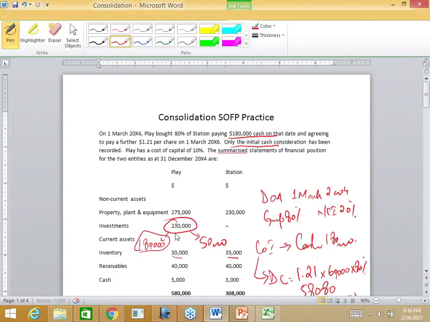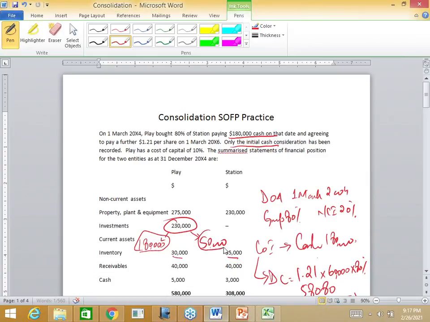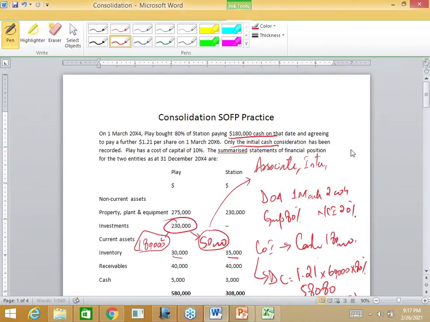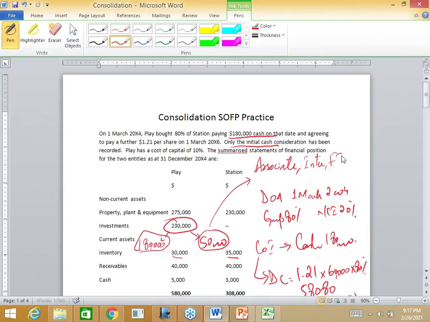So when we deduct the cash consideration, if there is something that remains, then it could be an associate investment, it could be an intercompany transaction, or it could be an investment under IFRS 9, that is financial instruments. And the note will clarify whether it belongs to associate, intercompany, or financial instruments.